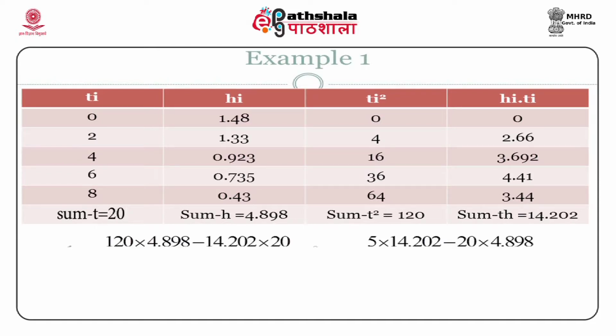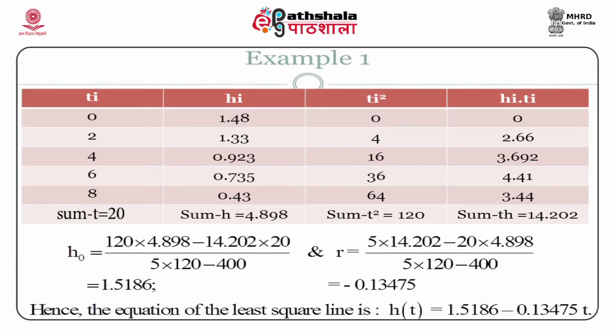Now putting these values in the formula I get h0 in that format. So 120 into 4.898 minus 14.202 into 20, divided by 5 into 120 minus 400, and on simplification I will get 1.5186. Similarly r I will get as 5 into 14.202 minus 20 into 4.898, and 5 into 120 minus 400 in the denominator. That gives me minus 0.13475. Hence the equation of the least square line is h(t) equal to 1.5186 minus 0.13475 t.